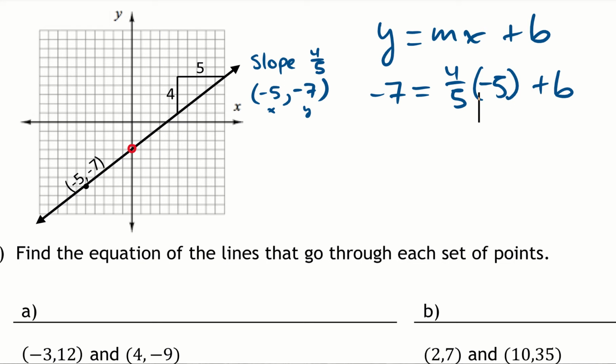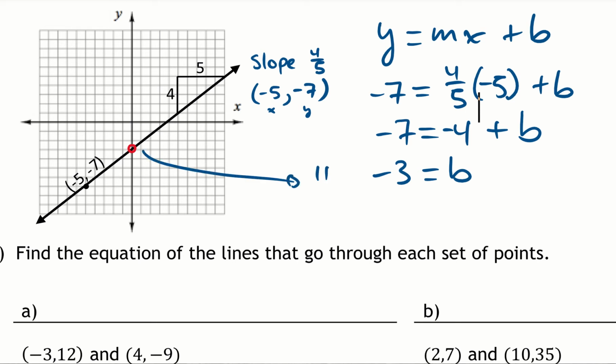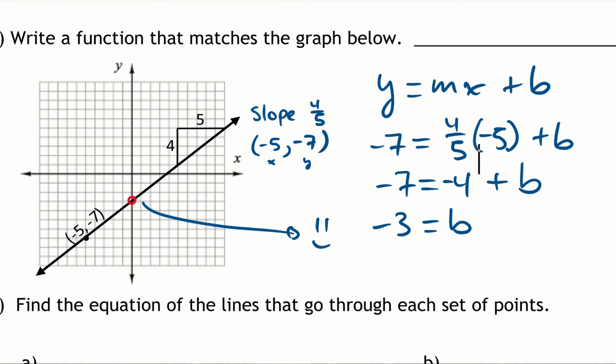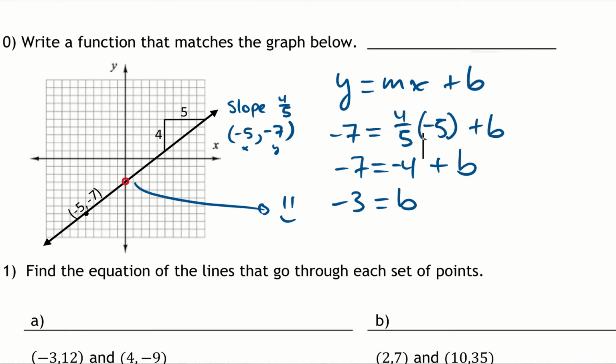Oh, that's nice. 4/5 times -5 ends up being just -4. So -7 equals -4 plus b. And if I add 4 to both sides of that, that leaves me with a value of b being -3, which is exactly what it looks like, right? It looked like it, and I can see, yeah, it really is that. So just relax, Roberts.